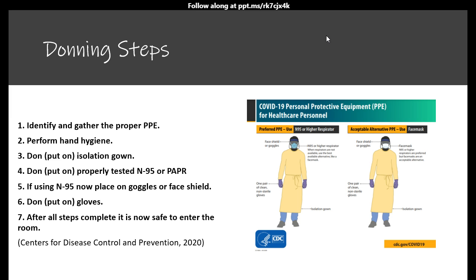Next, you're going to perform hand hygiene. You're going to make sure that you're starting with a clean environment on your body, so you're going to clean your hands before you put anything else on. Then you're going to put on the isolation gown. Then you're going to put on the N95 or PAPR, depending on what's recommended, or mask. And we're going to now place goggles on after the mask. Then finally the gloves. And once all of that is on properly, you can enter your patient's room.